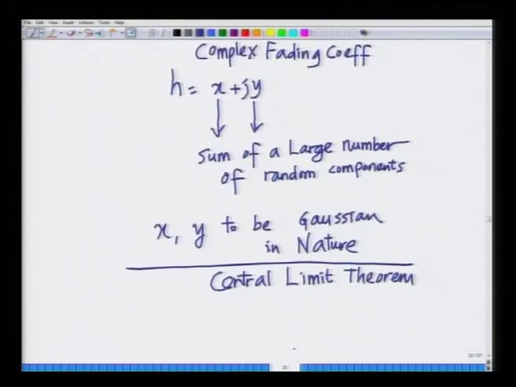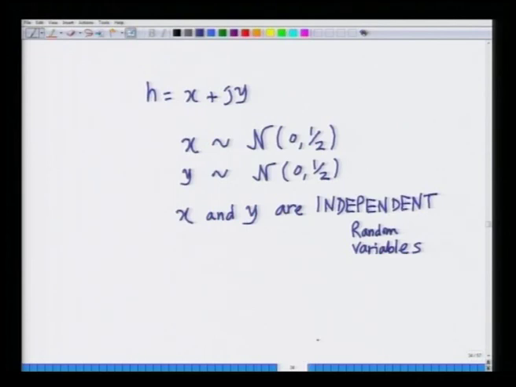And we also said that the complex fading coefficient can be expressed as x plus j y, where x is the real part and y is the imaginary part, and each of x and y is the sum of a large number of random components. So, each of them can be assumed to be Gaussian in nature. We specifically assumed x to be a Gaussian variable of mean 0 variance half, y to be a Gaussian variable of mean 0 variance half, and x and y are independent.